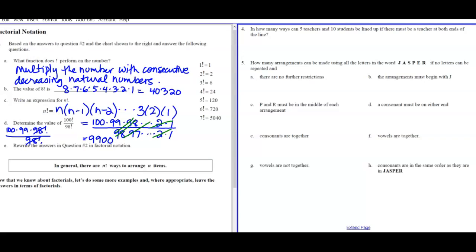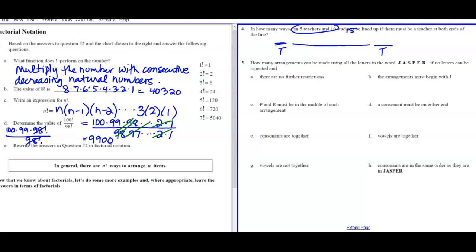Okay, so first one says, in how many ways can 5 teachers and 10 students be lined up if there must be a teacher at both ends of the line? So again, how I show work is not going to do every arrangement, but I know that I have to have a teacher at the beginning. So this is my line up here. Someone's going to be here, then a whole bunch of teachers and students and a teacher at the end. Okay? So in total, there are 15 people that have to line up.